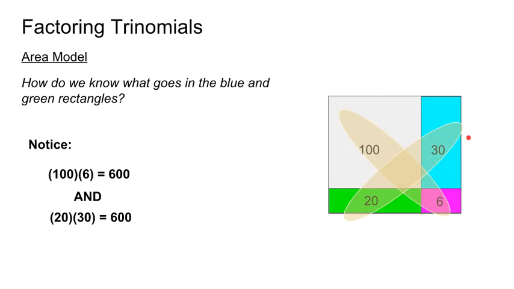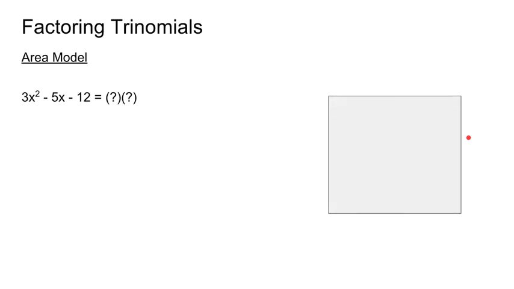All right, well, let's use this in an example with an actual trinomial now. So if we have the area model again, we're going to try to use the area model to factor the trinomial 3x squared minus 5x minus 12. So here's our rectangle, the area of which is 3x squared minus 5x minus 12, and we want to be able to write that as a length times a width. So we start the same way, we're going to break it up into different parts. And this part doesn't have to be a square. I kind of made it look like a square, but it doesn't have to be. And in fact, in this case, it won't be.